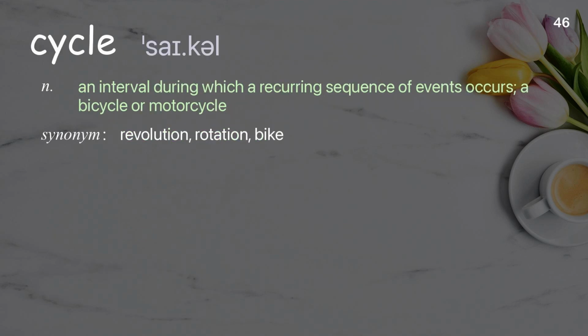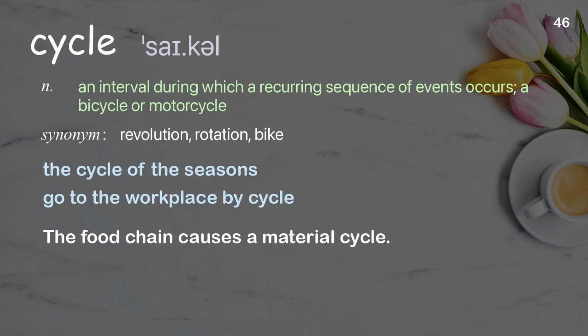Cycle: An interval during which a recurring sequence of events occurs, a bicycle or motorcycle. Examples: The cycle of the seasons. Go to the workplace by cycle. The food chain causes a material cycle.